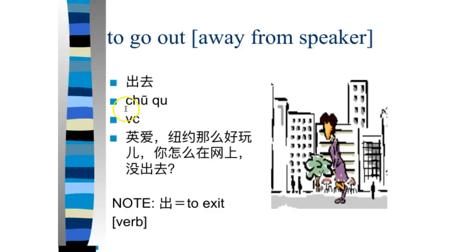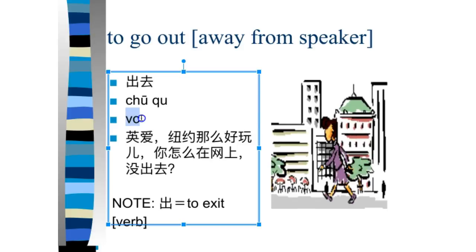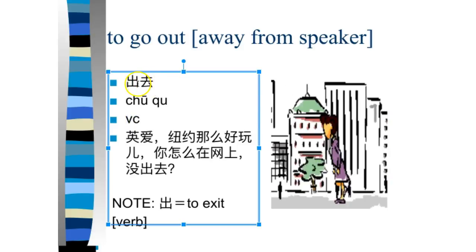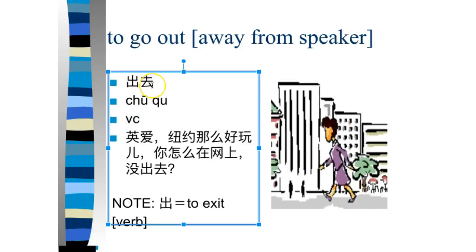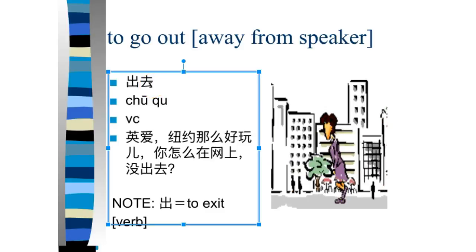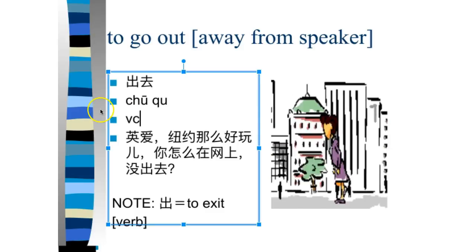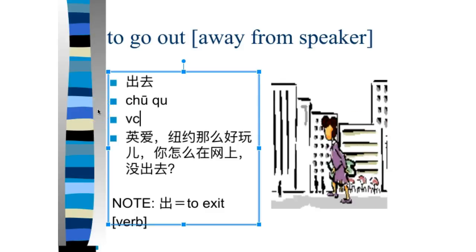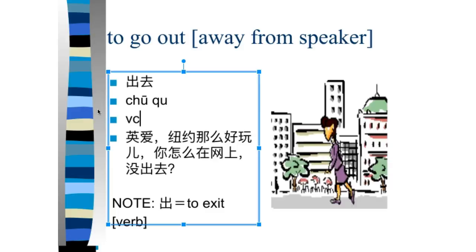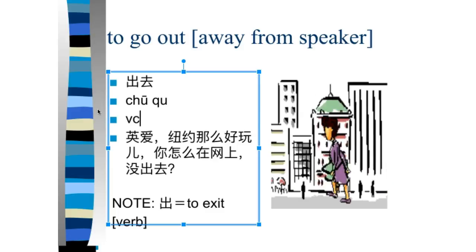And these are all combinations of verb plus complements, because a complement always describes a verb. So it's a verb plus a direction complement. Let's look at some of the specific ones that are going to be used at this level to give commands. They're usually used when you're telling someone to do something, like go out, go away, or come here.